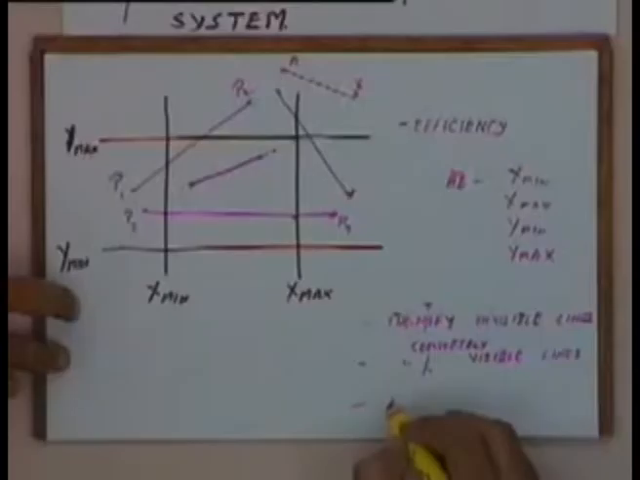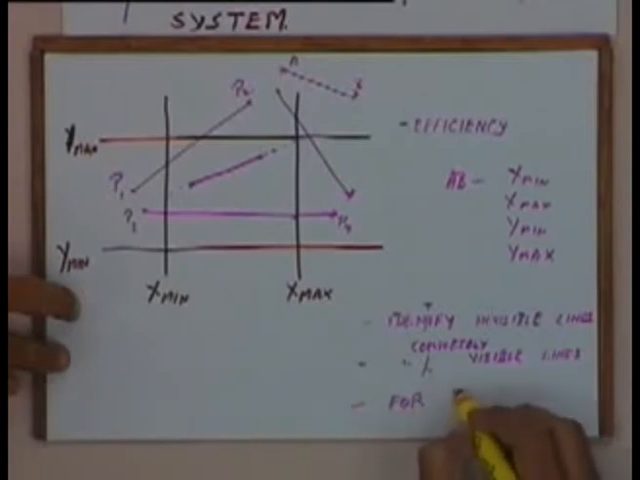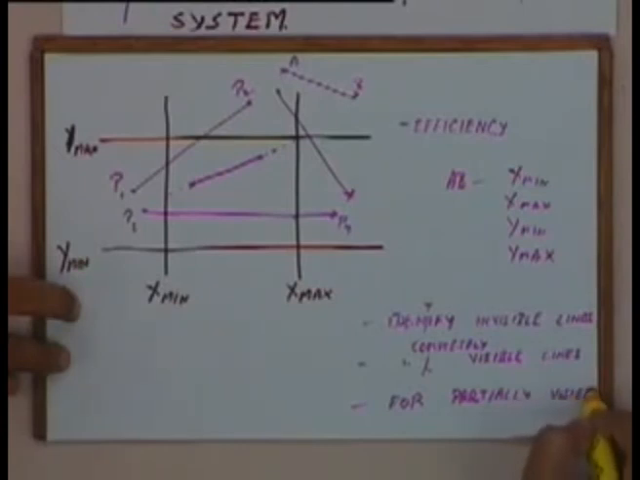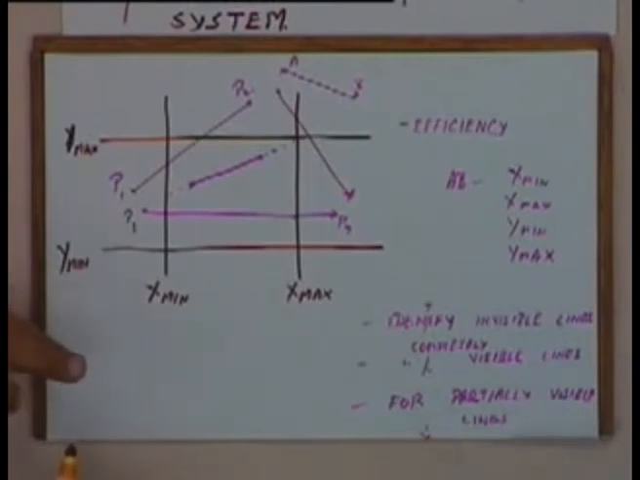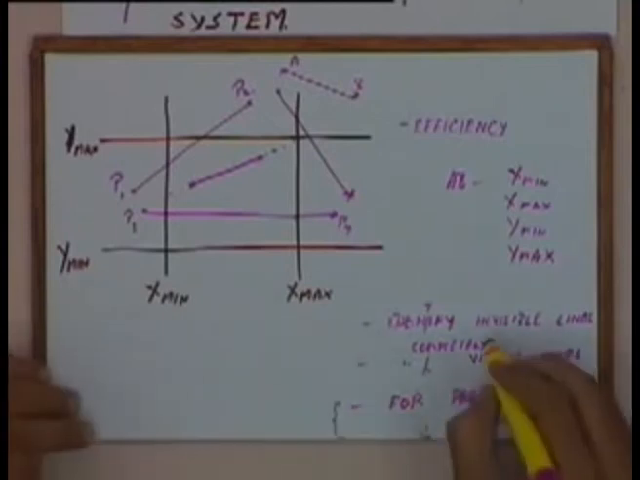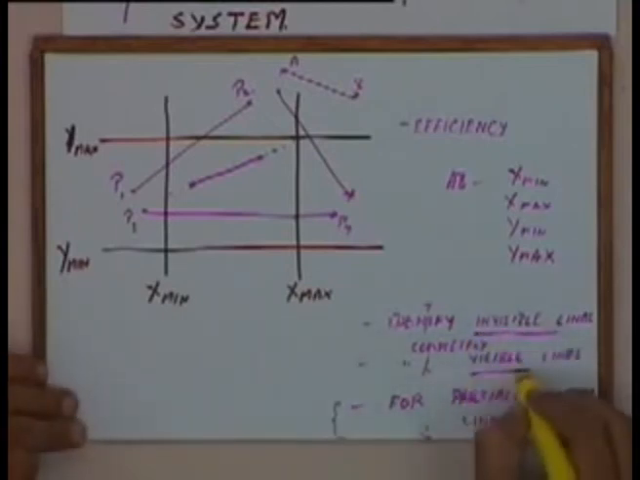And then for partially visible lines, we will find out the intersection and so on. For this we will have a different set of steps. How do we identify whether a line is completely visible or completely invisible?